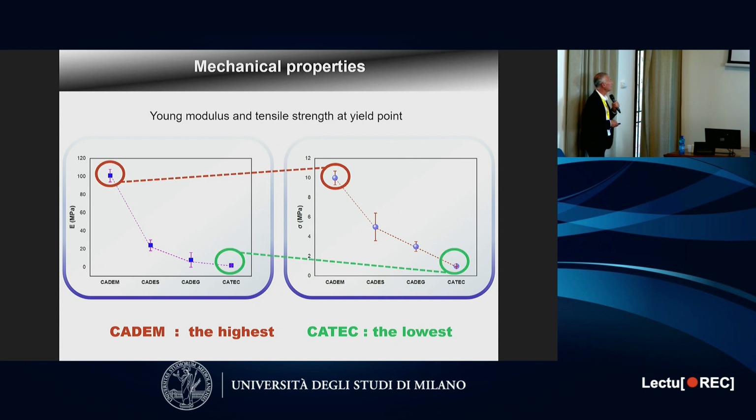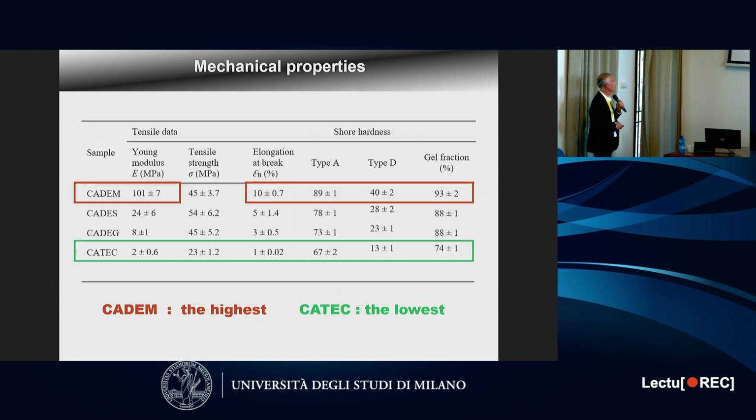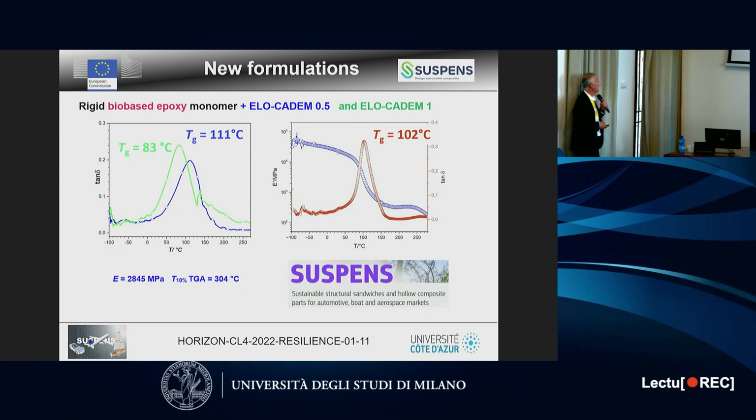Again, if we look at Young's modulus and tensile strength, CADEM has the highest and kinetic has the lowest. And it is the same if we look at quite all the mechanical values, always CADEM the highest and kinetic the lowest.